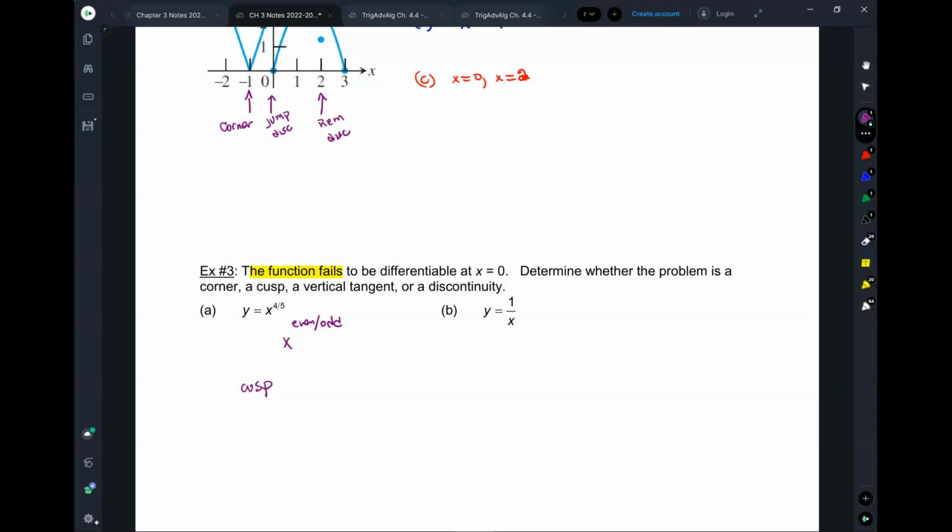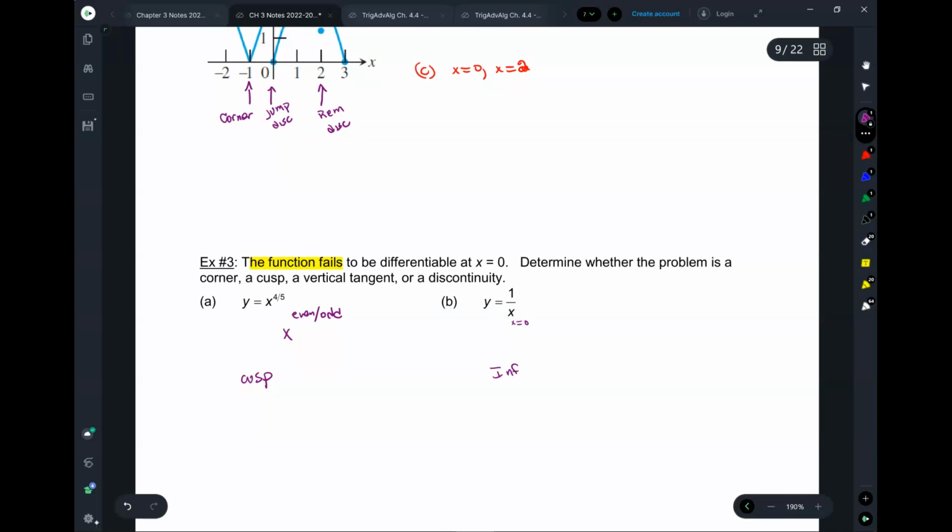Okay. In this case, at x equals 0, there is a vertical tangent. There is an infinite discontinuity, right? None of these. A vertical tangent was when you had an odd root. Okay, thank you for raising your hand.